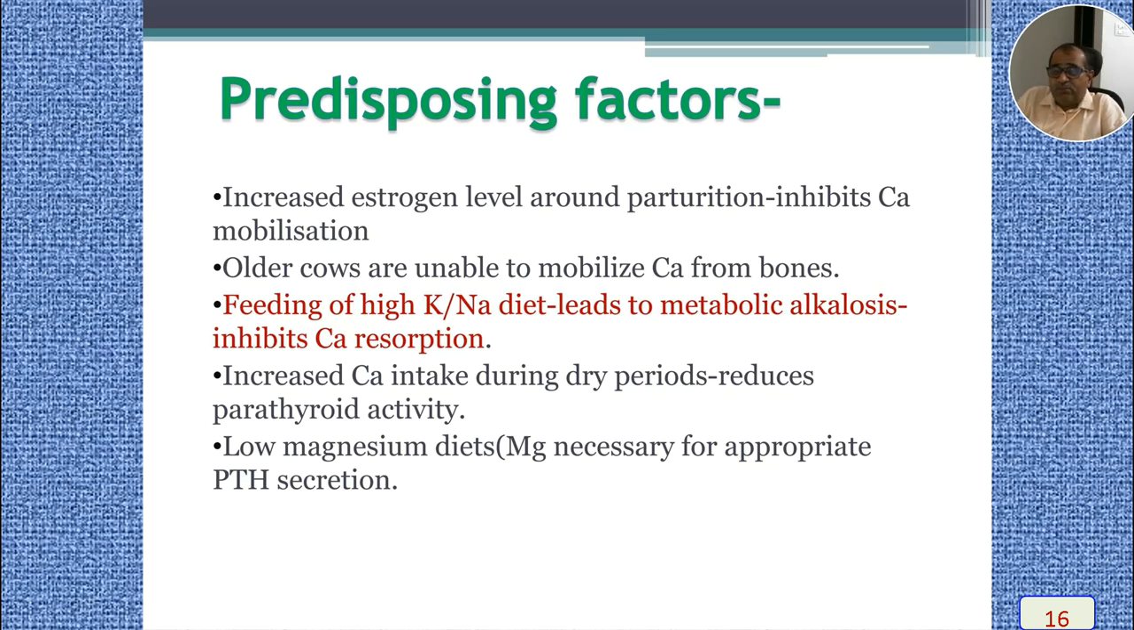or the other places where it is stored as depot. And feeding diets very high in sodium and potassium also leads to metabolic alkalosis, which inhibits calcium absorption. Then, increased calcium intake during the dry period reduces the parathyroid activity, and hence parathormone is secreted in very low quantity in the later stages of pregnancy. Then low magnesium diets, for example, since magnesium is very much necessary for parathyroid secretion, this is also another predisposing factor, but the exact reason why it happens is not exactly understood.